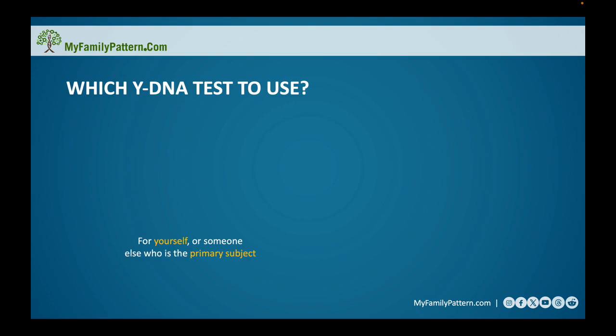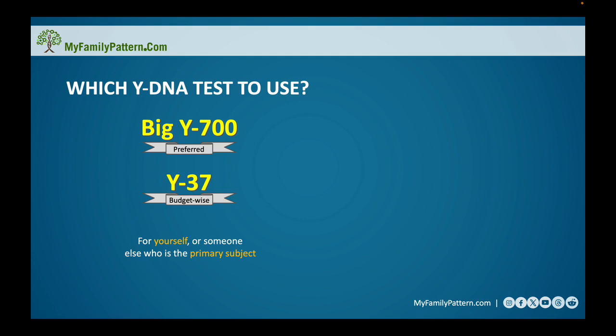If you are testing yourself or someone who is your representative, like your brother, uncle, or father, I recommend jumping right into the Big Y 700. It offers the most value because it tests both STRs and SNPs, but it is a little bit more expensive, costing several hundred dollars. So if cost is a concern, you might want to start with the Y37 test first.